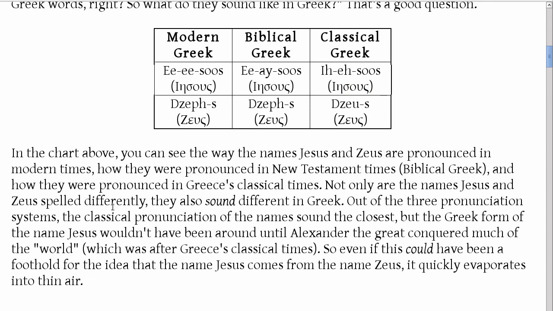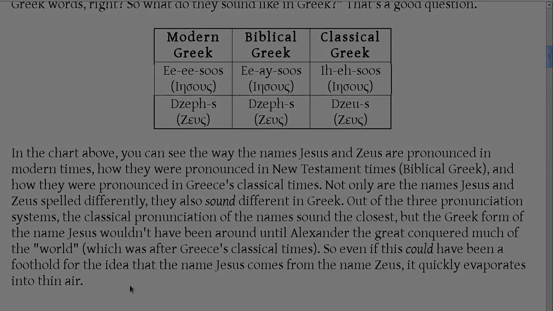Not only are the names Jesus and Zeus spelled differently, as you can see here, comparing them, they also sound different in Greek. Out of the three pronunciation systems, the classical pronunciation of the names sounds the closest. But the Greek form of the name Jesus wouldn't have been around until Alexander the Great conquered much of the world, which was after Greece's classical times. So, even if this could have been a foothold for the idea that the name Jesus comes from the name Zeus, it quickly evaporates into thin air.